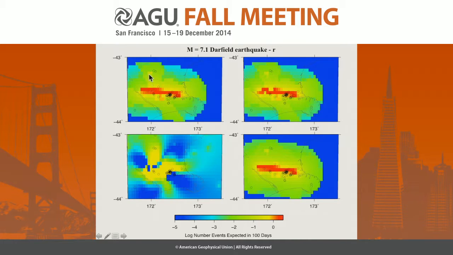You can see distinct lobes, basically here and here, which is consistent with the Coulomb pattern. This is STEP on its own. It's much more symmetric. And then this is a Coulomb rate state.